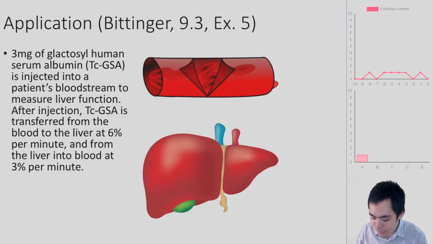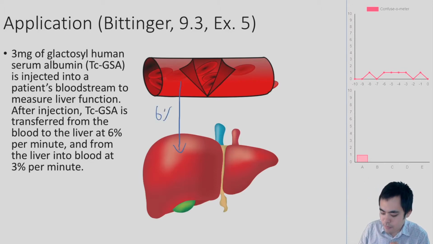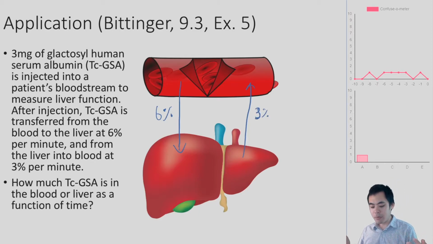Let's say that the TCGSA is transferred from the blood to the liver at 6% per minute. So if this is transferred at 6% per minute from the blood to the liver, and from the liver to the blood at 3%, we want to know how much TCGSA is in the blood or liver as a function of time.